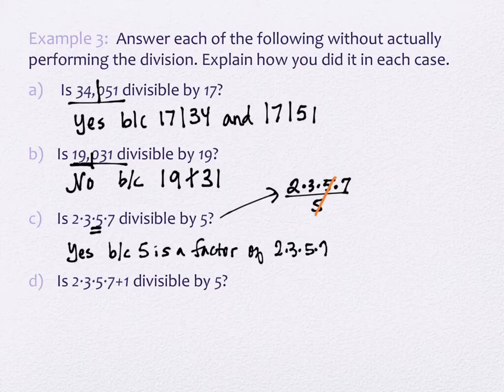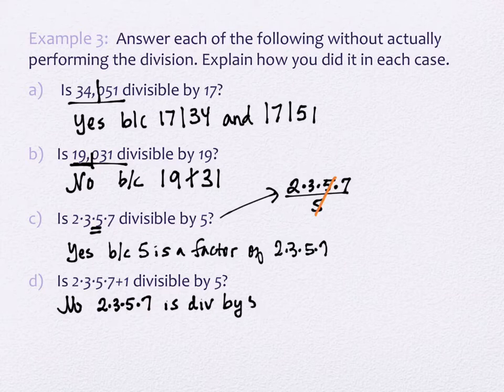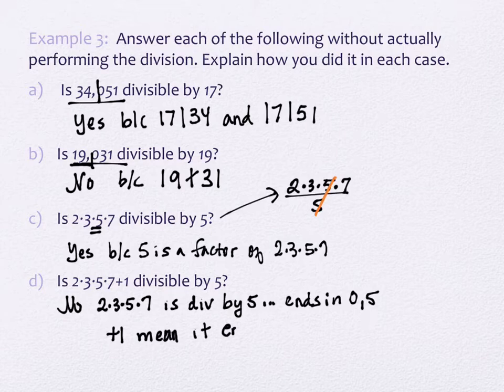But what happens on D? Yeah, you added 1 to it. So will it be divisible by 5? No. So this is a no. And the reason is because 2 times 3 times 5 times 7 is divisible by 5. And what that means is that it ends, this is one way of thinking about it, not the only way, in a 0 or a 5, right? And if you add 1 to it, it will mean it ends in what? A 1 or a 6. Yeah, it ends in 1 or 6. Well, if it ends in 1 or 6, it's not divisible by 5, right?